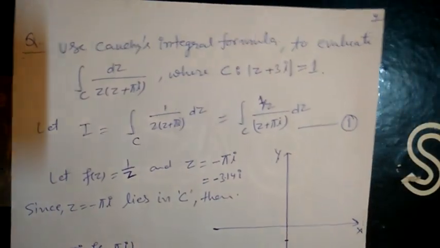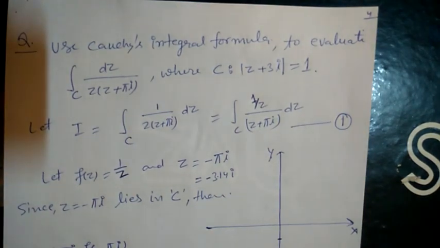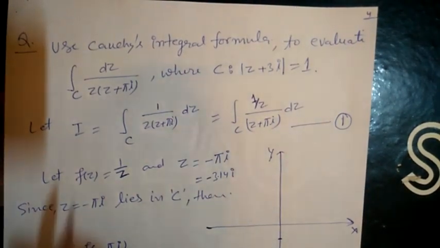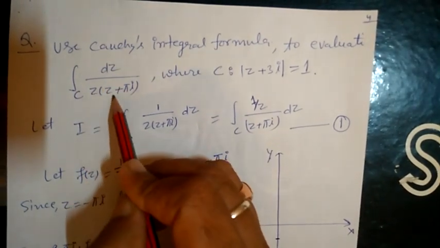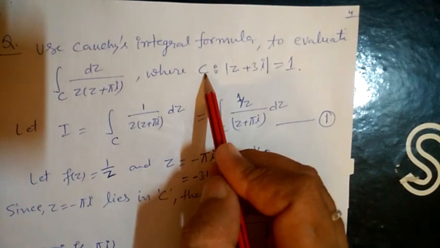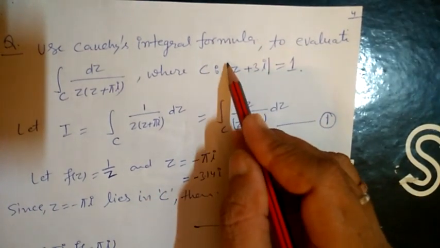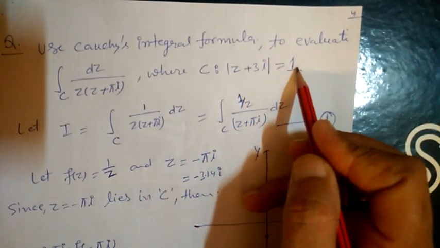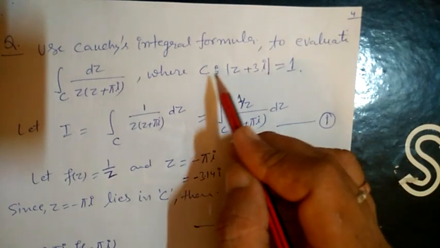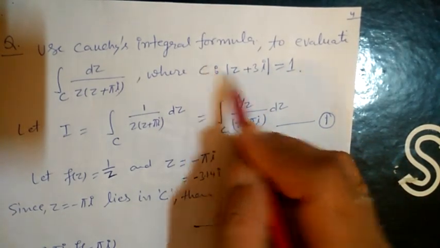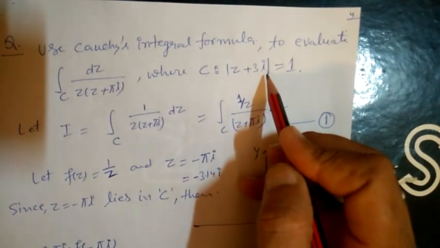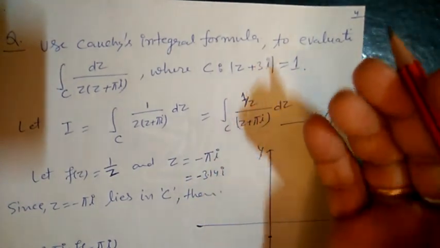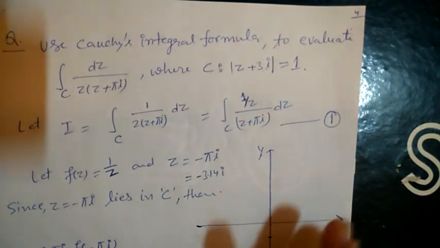Now the second problem based on complex integration. Using the Cauchy integral formula, evaluate the line integral on a closed curve C, dz upon z plus pi iota, where C is a closed curve with modulus of z plus 3 iota equal to 1. That is, the center of this closed curve is minus 3 iota and the radius is 1. Minus 3 iota lies in the negative direction of the y axis.